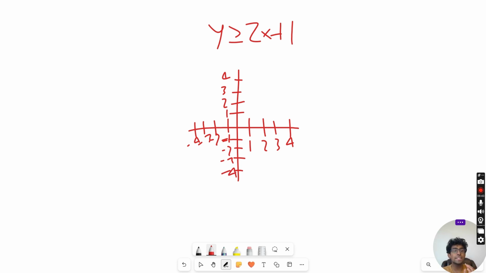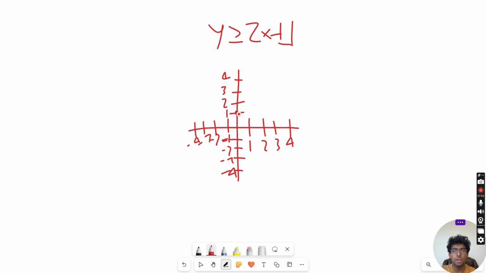So again, I want to first treat this as if it's an equation. And since it is a greater than or equal to, it's going to be a solid line anyway, so you can almost do it as if it's an equation and then worry about the inequality part in a second. So when it comes to graphing lines, always start with your y-intercept. So I'm going to start at 0, 1. That's where I want to graph first.